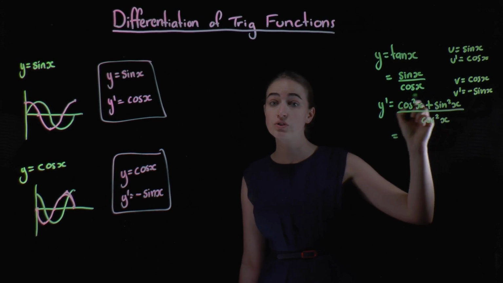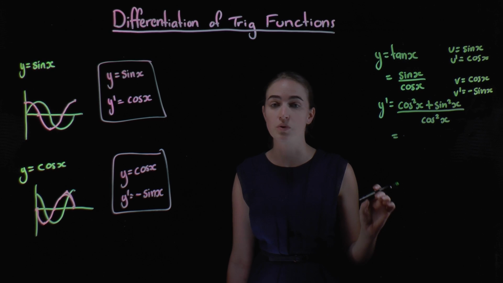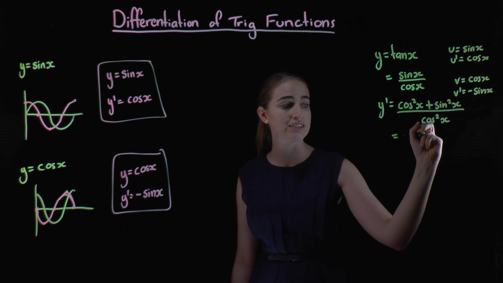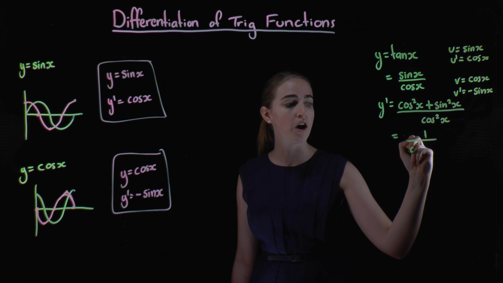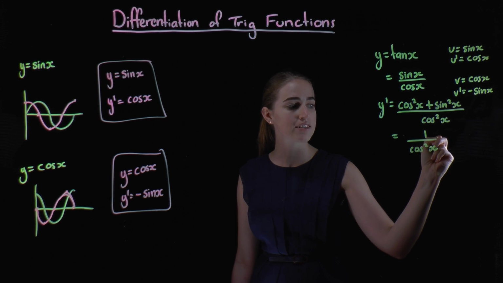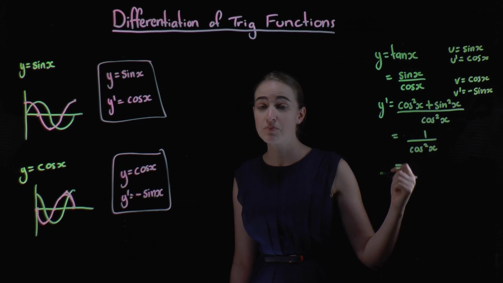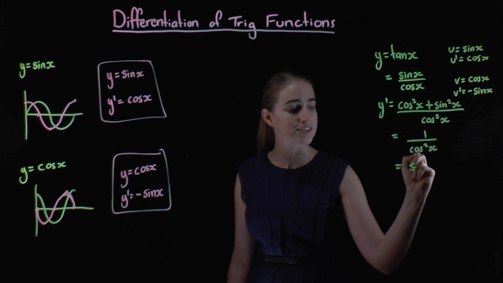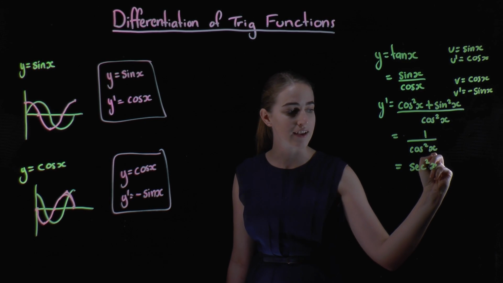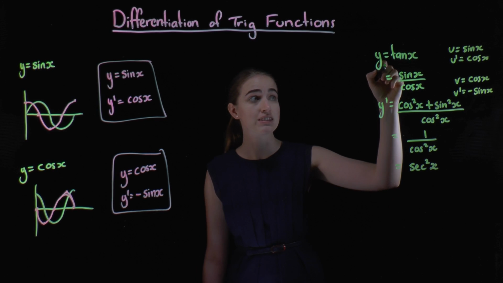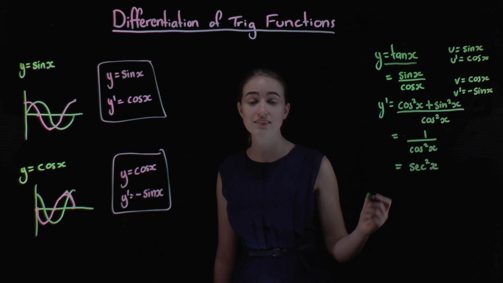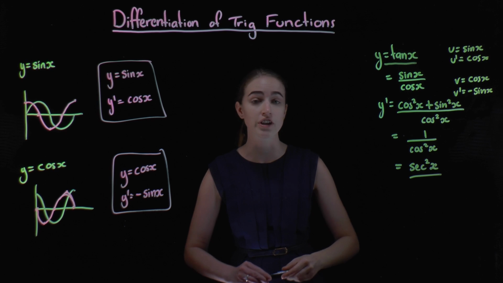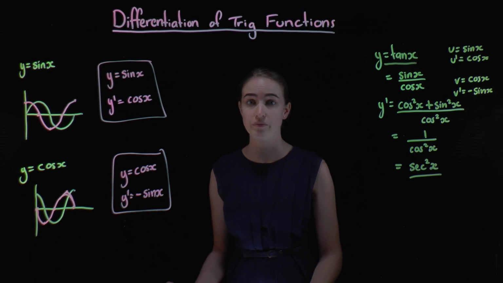Now you should be able to have a look at that numerator and recognize that as one of your Pythagorean identities. So sine squared plus cos squared is equal to 1. So we've got 1 over cos squared x. And the reciprocal of cos is sec. So 1 over cos squared x would be sec squared x. All right, so that means if our original function is tan x, our derivative is sec squared. So that is our third derivative that we need to know.